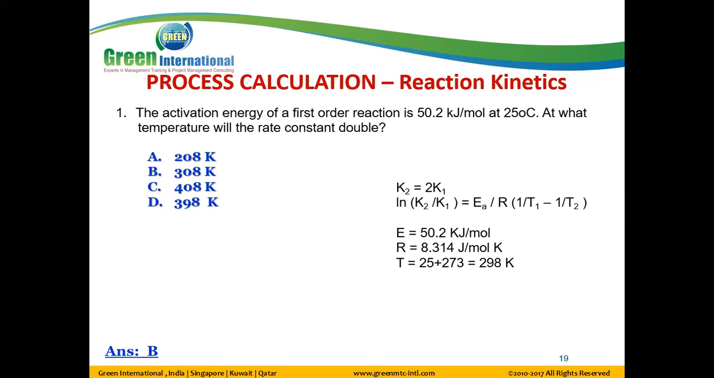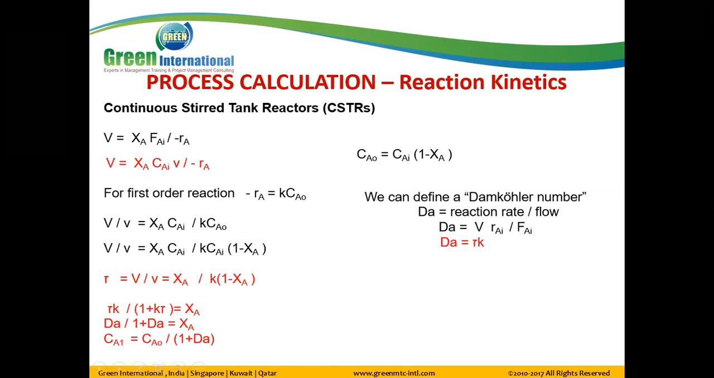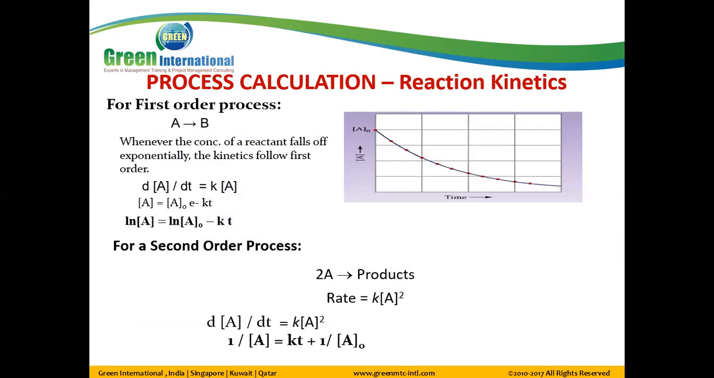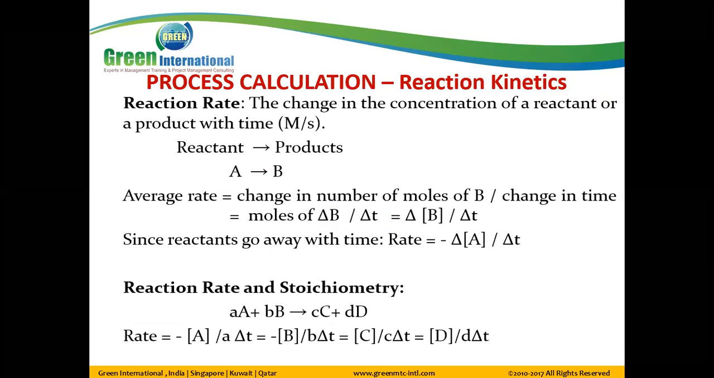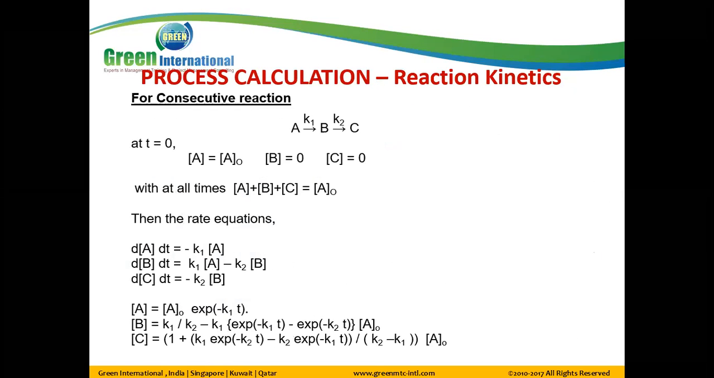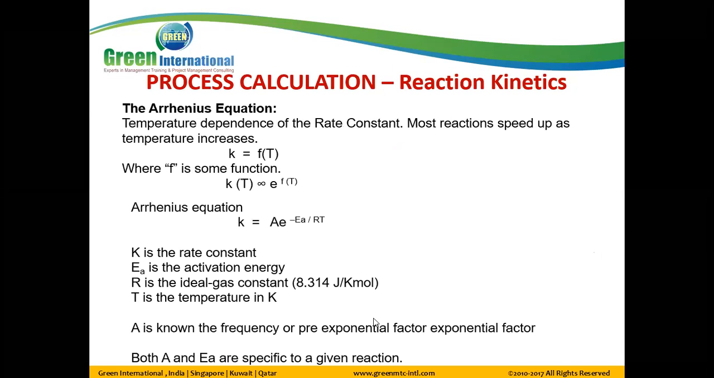So take K2 equal to 2K1, because the rate constant is doubled. Then, for the reaction rate, we use the Arrhenius equation.